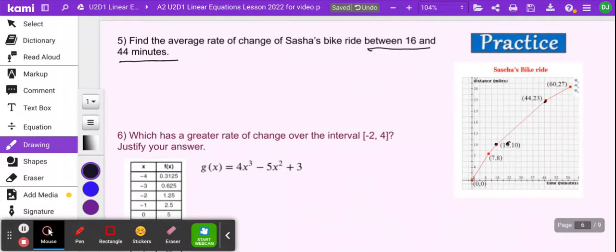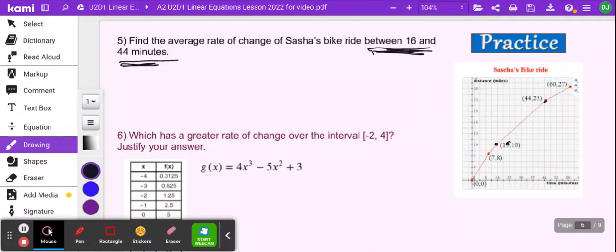Okay, so apparently there's a little typo on the graph. It says 15, 10. That's not a trick. It does say between 16 and 44. So that 15 was meant to be a 16 for this example.